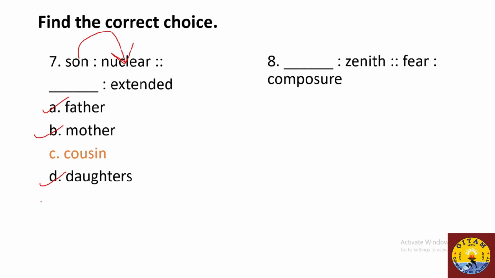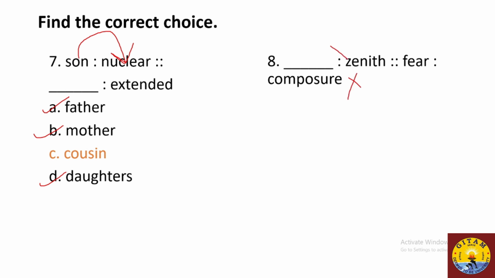Look at this. Zenith means the highest point. When sun is at its highest position, that's zenith, the highest point. Fear and composure, what are they? Fear and composure are opposites.